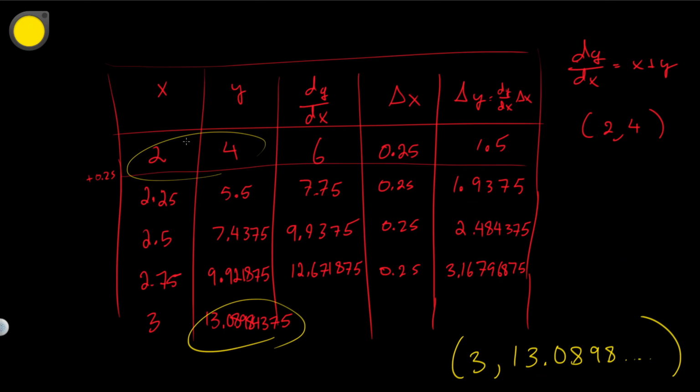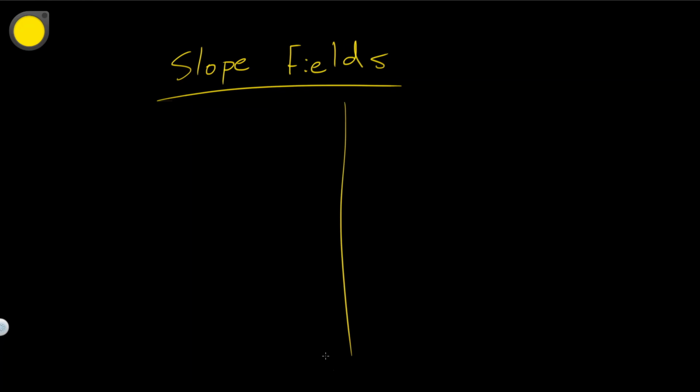Now, notice, every single point in the coordinate plane has a derivative associated with it. This leads us to another way to look at differential equations, and that is slope fields. What is a slope field? Well, give yourself an xy plane. We are going to graph at every single lattice point. A lattice point is an integer coordinate.